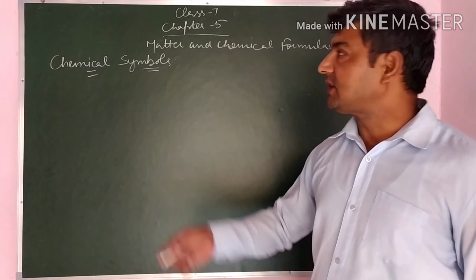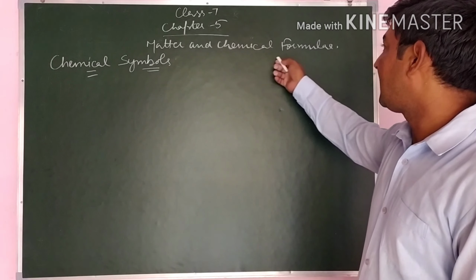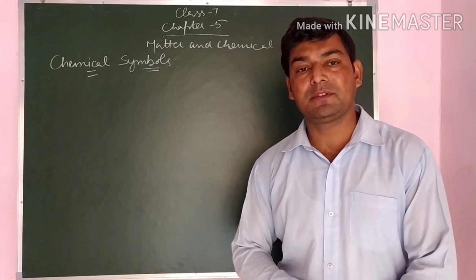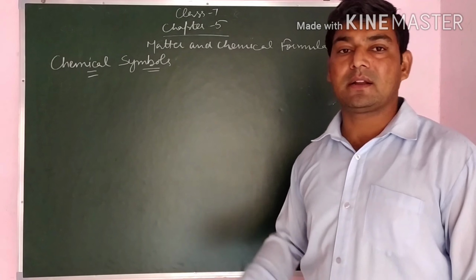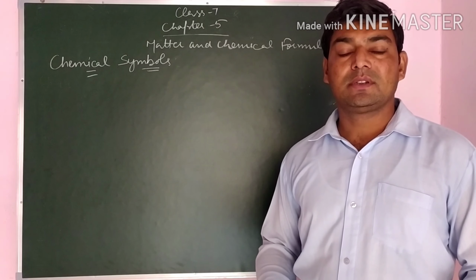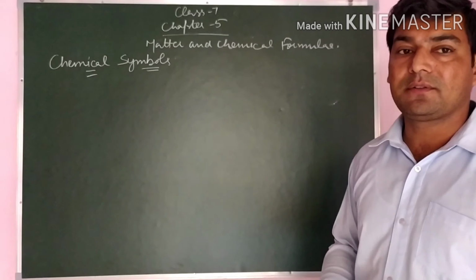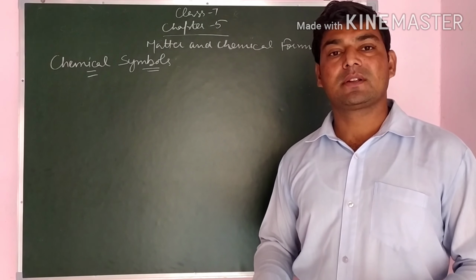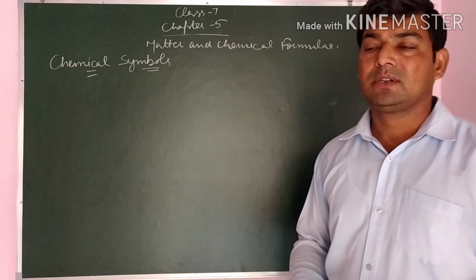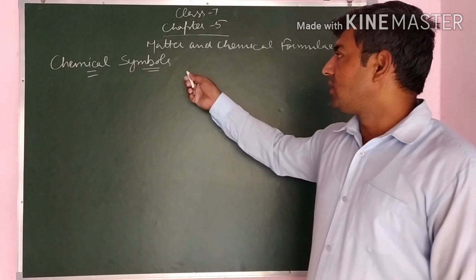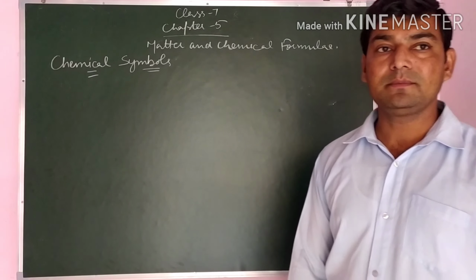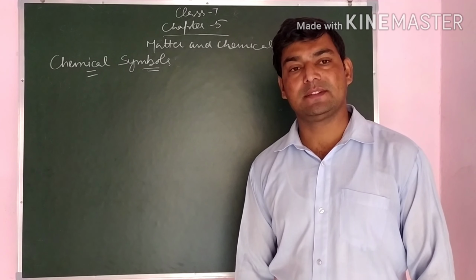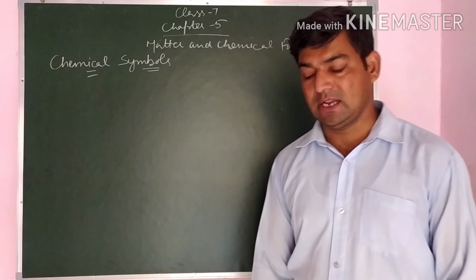Students, we will continue chapter number 5, matter and chemical formula. In the previous video we have discussed matter, atoms, the properties of atoms and different types of elements, compounds and mixtures. So students, today we will discuss the chemical symbols, atomicity and valency of the elements.